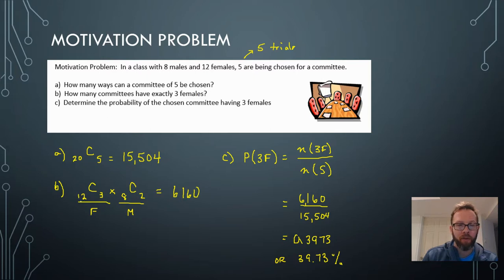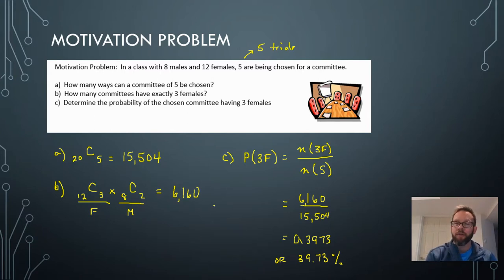For part B, to have exactly 3 females, of our 12 females we have to choose 3 of them, 12 choose 3. And to round out the committee of 5, of the remaining 8 males, you need 2 more males. There's 8 choose 2 ways to do that. And the fundamental counting principle says we would multiply those 2 results together. And I got 6,160 different committees that can have exactly 3 females.